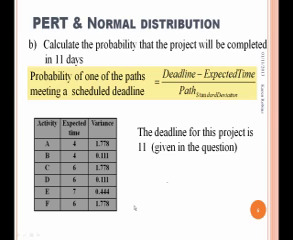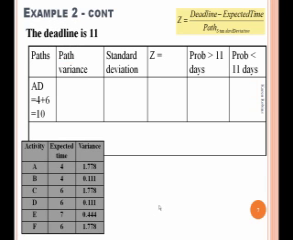If we now look at the probability that one of the paths meets the deadline, starting with AD, and the deadline being 11, as this was given in the question, calculate the probability that the project will be completed in 11 days. That's your deadline. And we put this into the calculations for finding out the probability. First, we need the path.